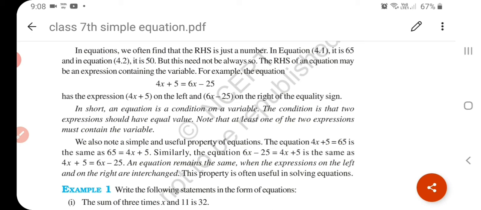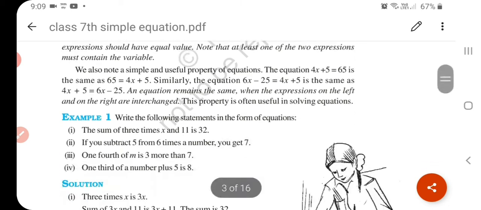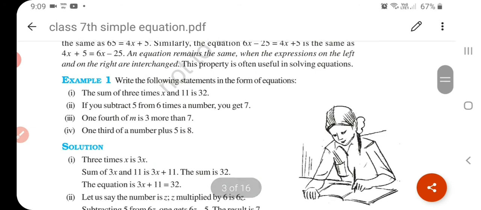Okay, you don't know what the price of that is. The unknown is called a variable. We take the unknown as a variable, and a variable is x, y, z, a, b, c and so on. Understand? Now, let's talk about how to write a statement in the form of an equation.